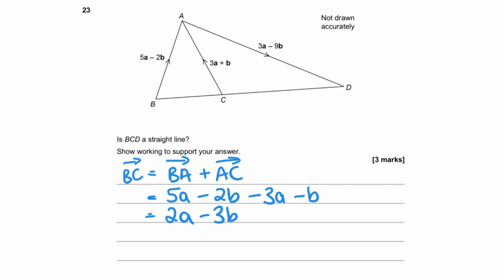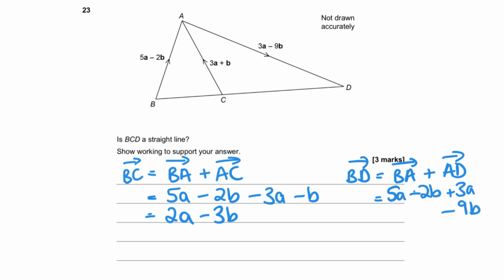So now we can have a look at the line BD. So again, we can't just go straight there because we don't know the length of the line or the direction. We're going to have to go via point A again. So we're going to go from B to A and from A to D. So B to A is 5A minus 2B, and then A to D is plus 3A minus 9B. So we can gather up our like terms. We've got 5A plus 3A, so that's 8A, and minus 2B minus 9B is minus 11B.